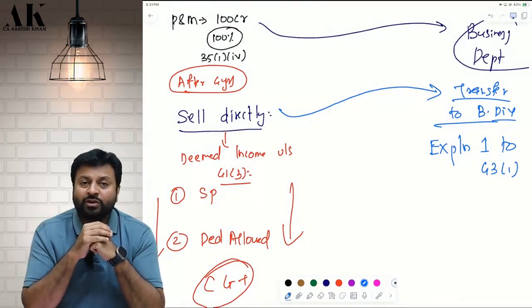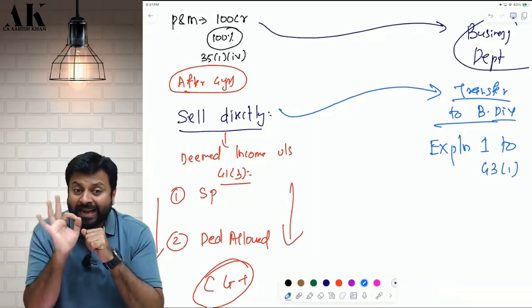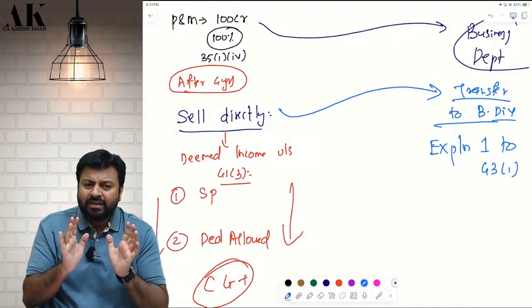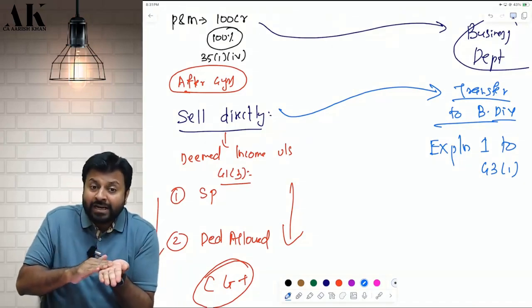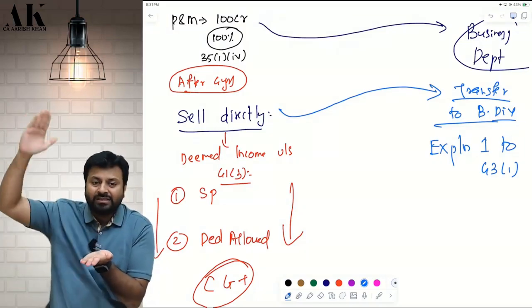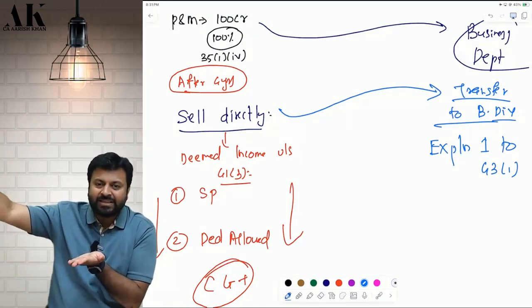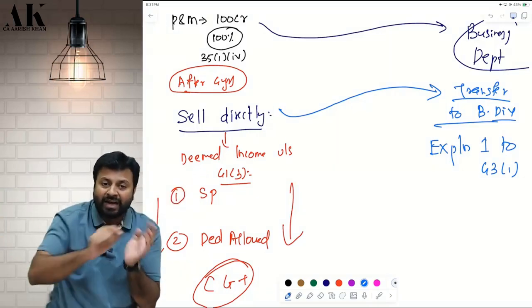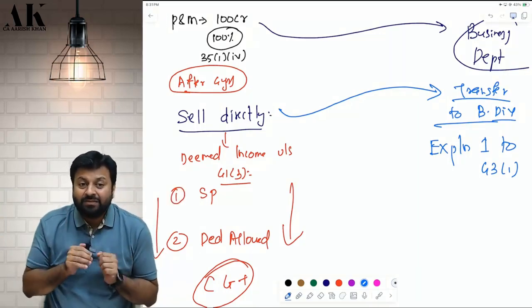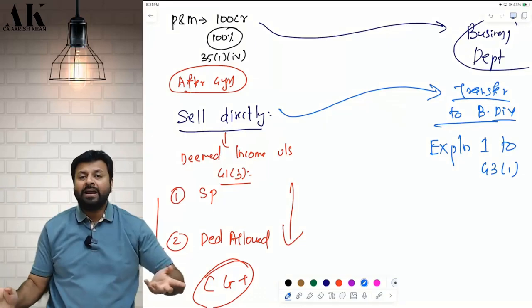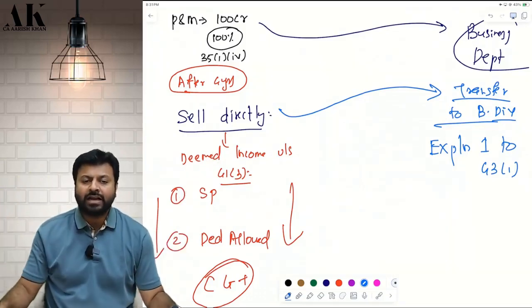How much will be the actual cost? It will be nil. It means, listen carefully, the quantity of the machinery will increase. Suppose there were 10 machineries in the block of asset in the business division. So one more will be added, which is coming from here. Are you clear? But the value attached to that machinery will be 0. Why? Because you have already claimed 100% deduction on that asset. Are you clear or not?